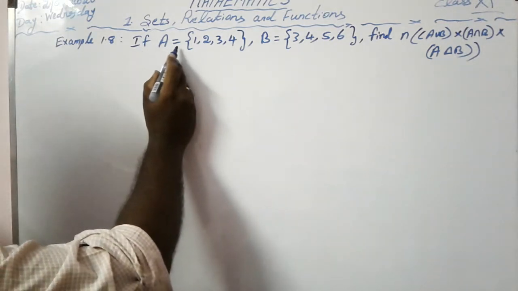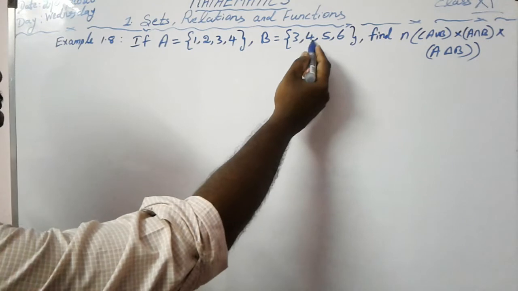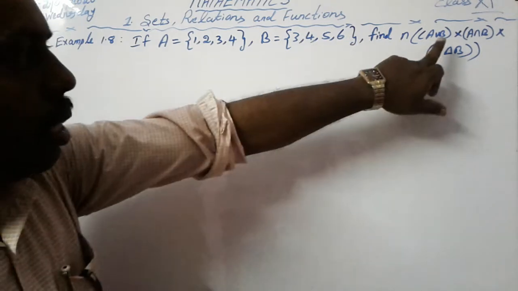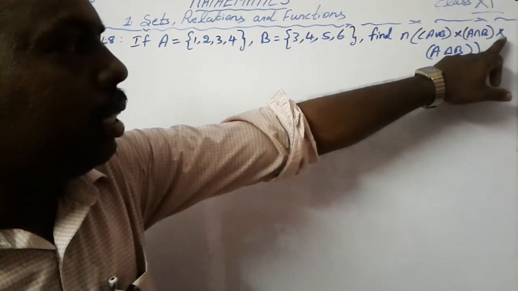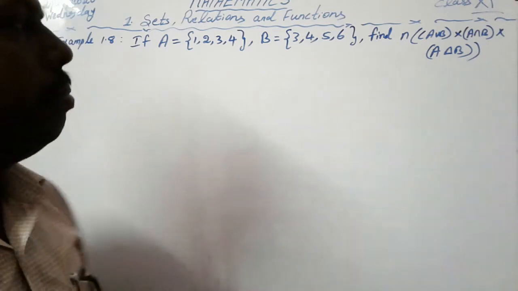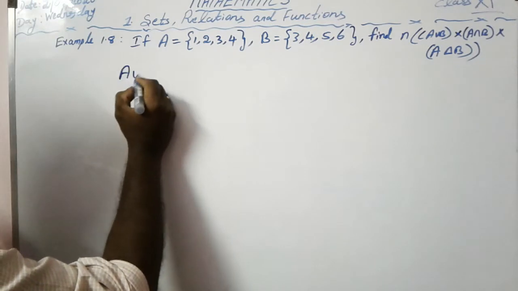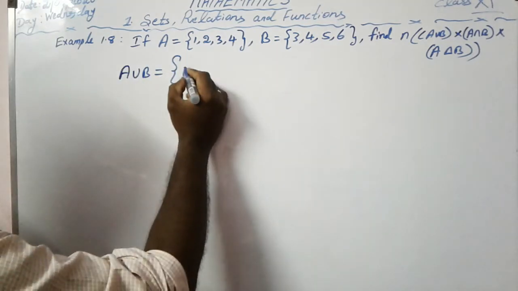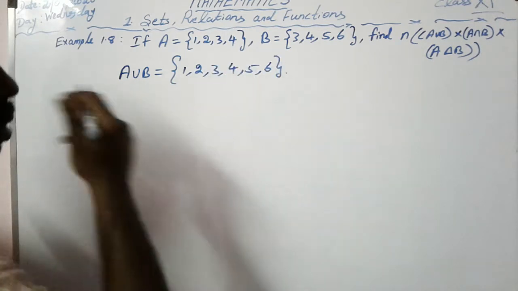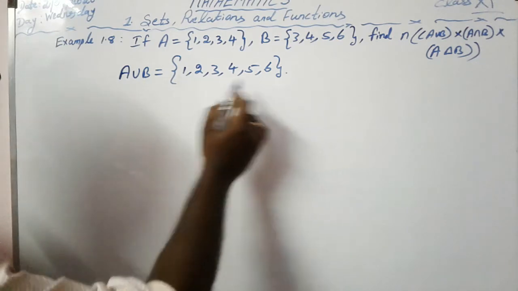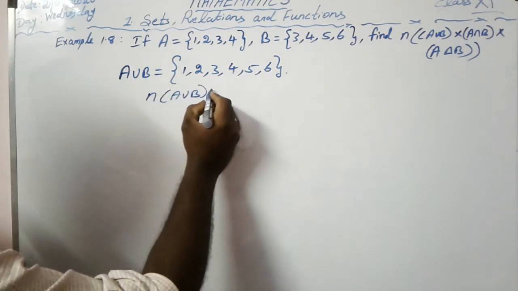So the question is: if A equals the set {1, 2, 3, 4} and B equals {3, 4, 5, 6}, find n(A union B) times n(A intersection B) times n(A delta B). First we have to find A union B. A union B equals the set {1, 2, 3, 4, 5, 6}. So the number of elements in A union B is 6.